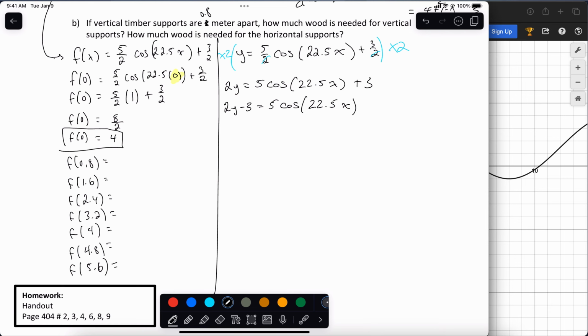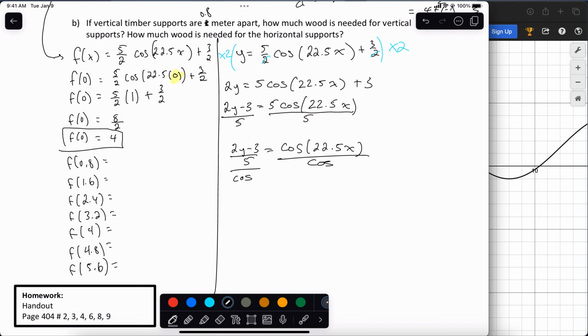Okay. Now divide both sides by 5. So I get 2y minus 3 divided by 5 has to be cosine of 22 and a half x. Now, we've explained a couple times in here and in grade 10 that what's happening here is I'm taking cosine and multiplying it by that. And what I can do is divide both sides by cosine, right? If I divide on one side, I have to divide on the other.